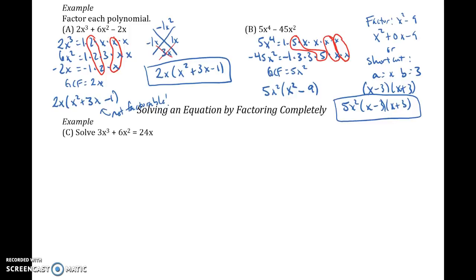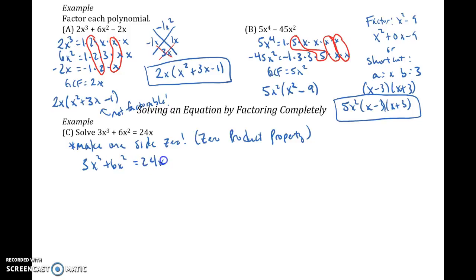So just like when we talked about solving equations before, we got to make one side 0. Otherwise, the zero product property doesn't work. Right? Because we want to use that zero product property. All right, so I'm going to take that 3x to the third plus 6x squared equals 24x. I'm going to take away that 24x from both sides. And then we're going to get 3x to the third plus 6x squared minus 24x equals 0.